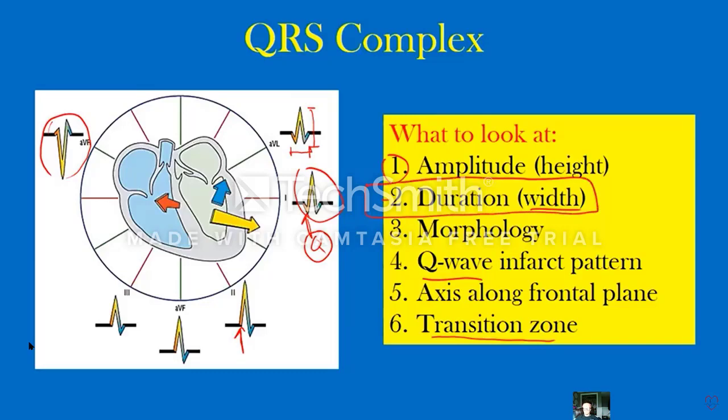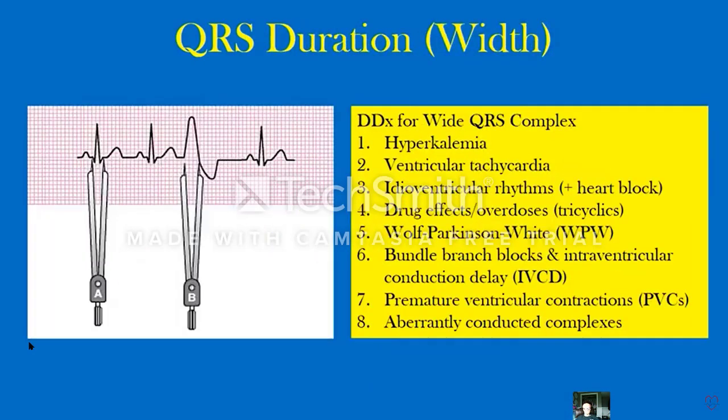When measuring the duration or width of the QRS complex, you want to measure it from the onset of the first deflection after the PR interval to the end of the QRS complex. So remember, we have our P wave, then our QRS complex, and the PR interval ends right here. So this is the PR interval. So we are measuring from the beginning of this point to the end of the QRS complex. So notice where the calipers are placed at the beginning of the QRS to the end of it here.